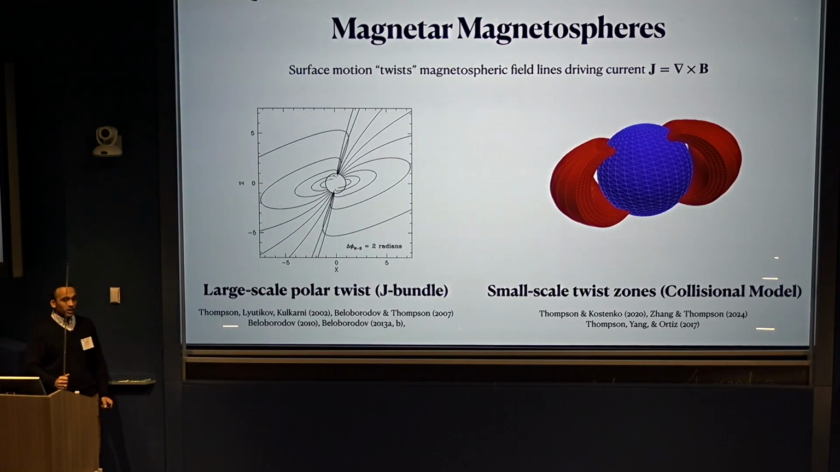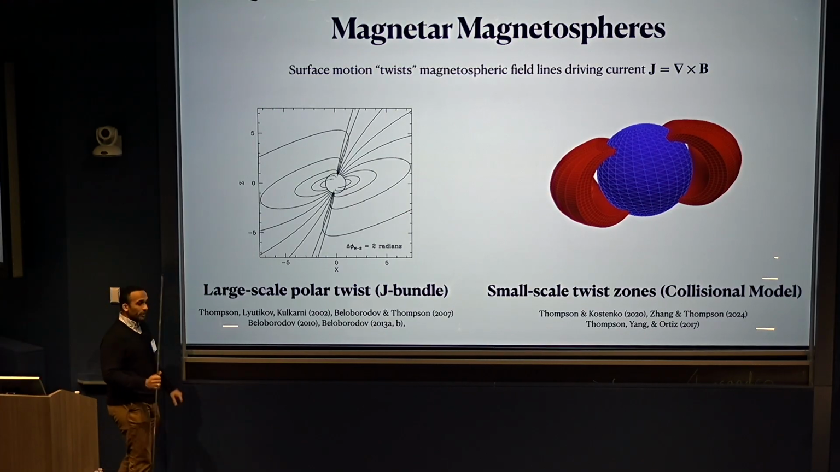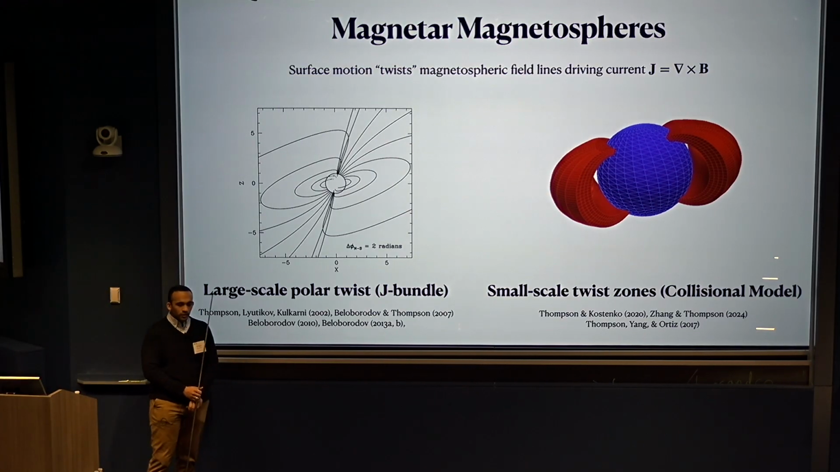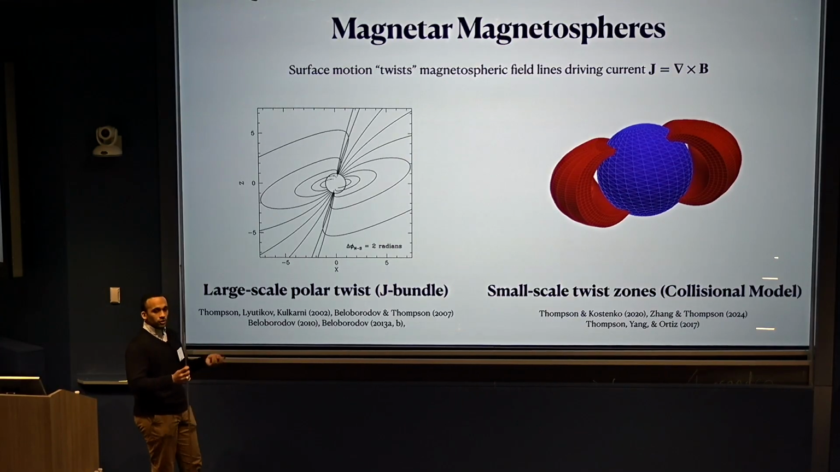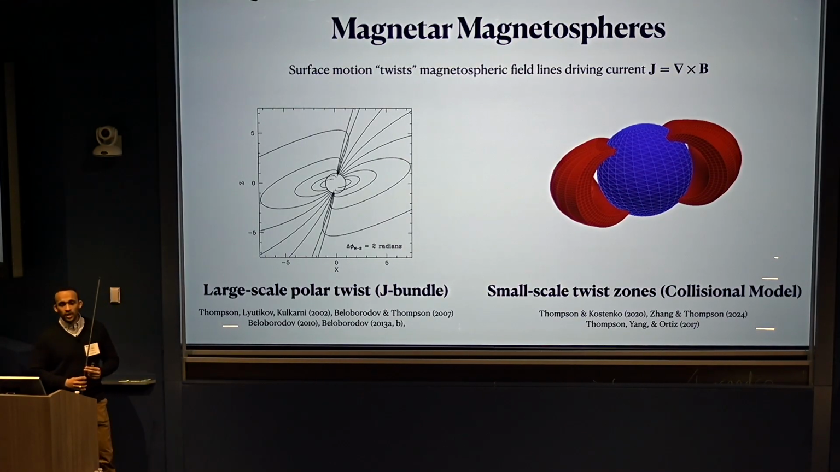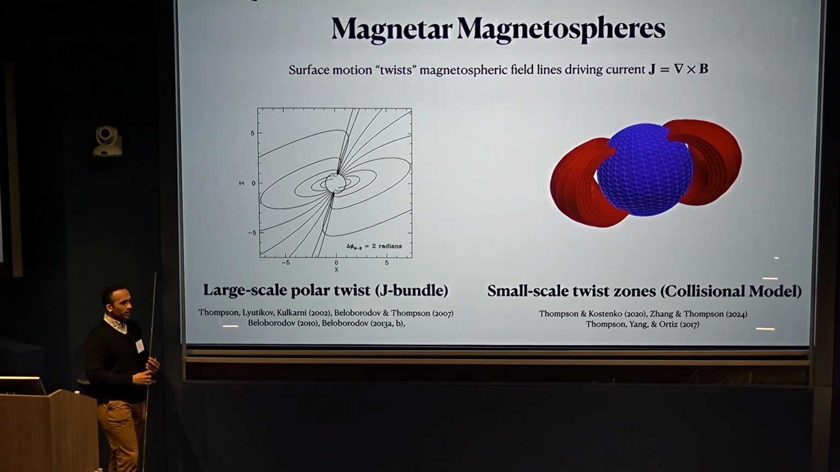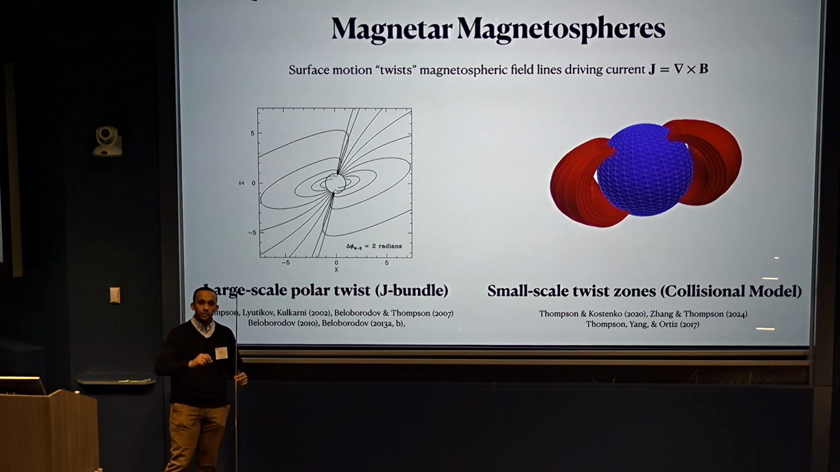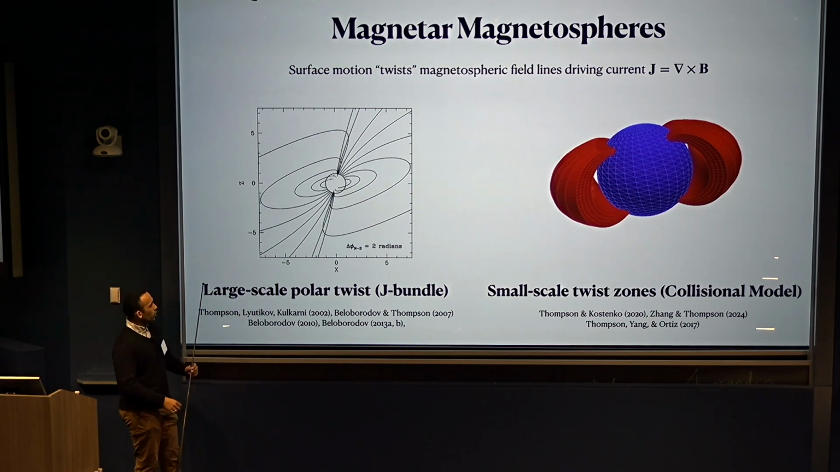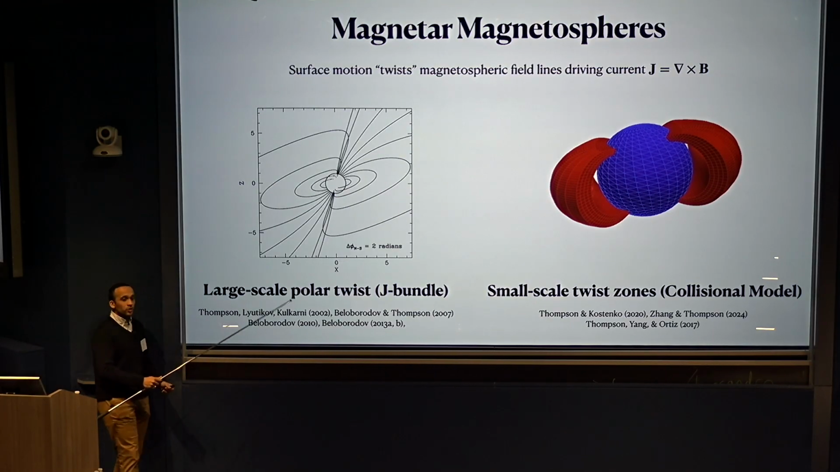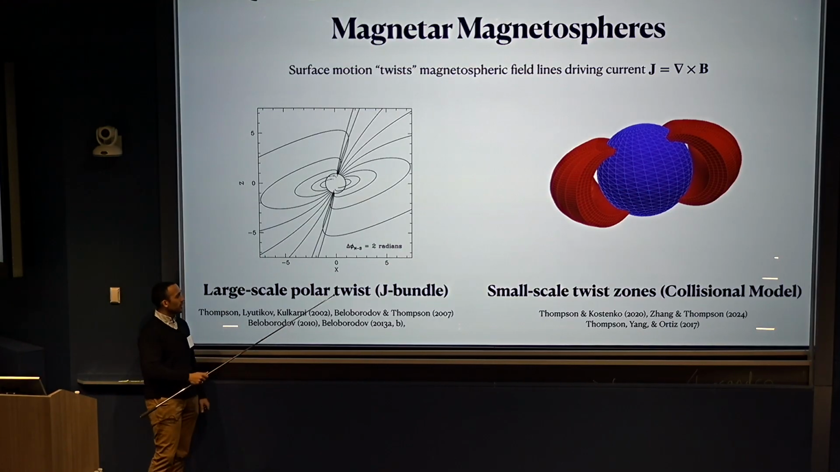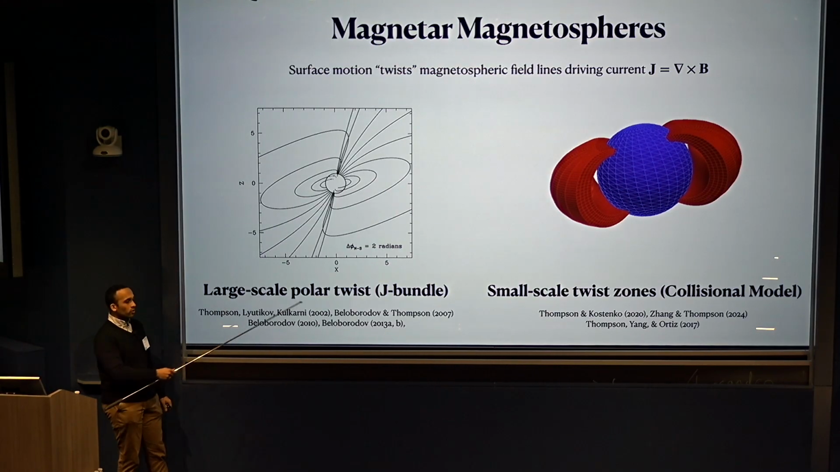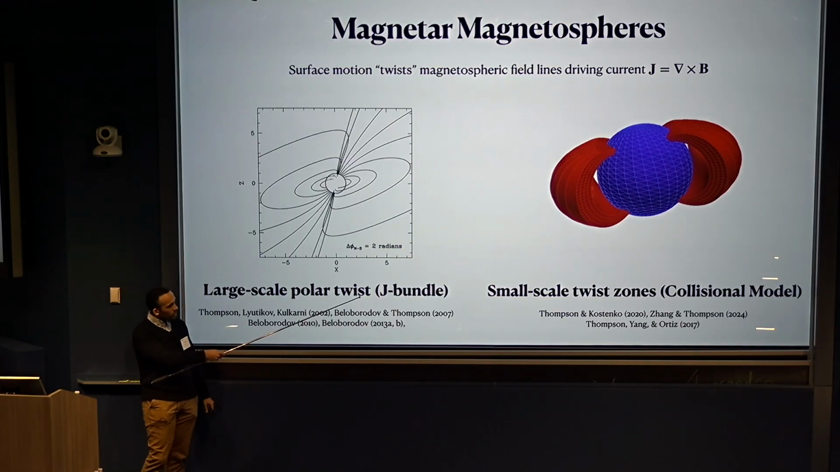So at present, not enough is known about magnetars to say anything conclusive about possible axion signatures, but we actually do understand quite a lot about the general structure of magnetar magnetospheres. And there are two camps that people fall into, and it's basically where this twist is. I mentioned there's some twist in the magnetosphere. Some people suggest that this twist occurs on very large scales, that the twist is located close to the magnetic poles. This is what is called colloquially the J-bundle model.